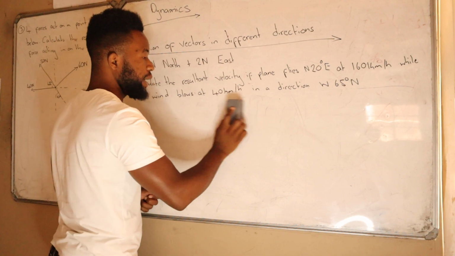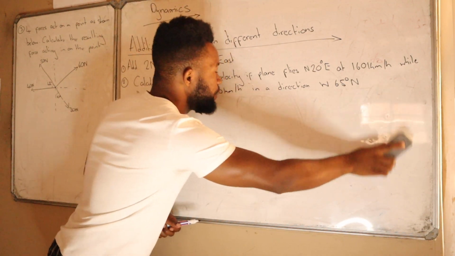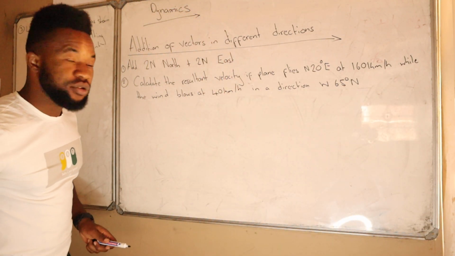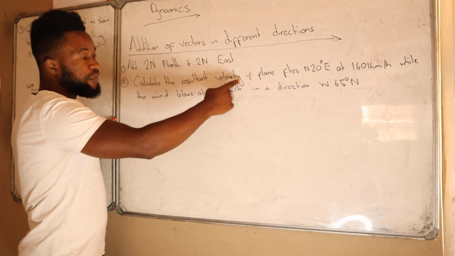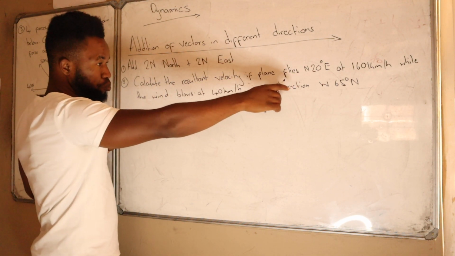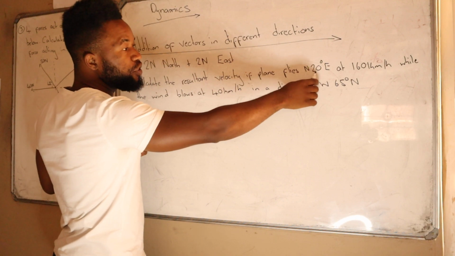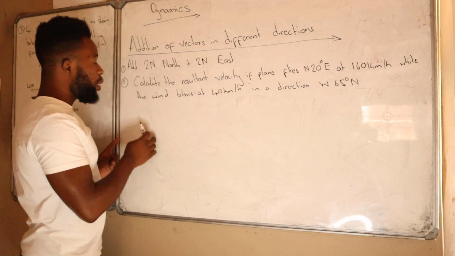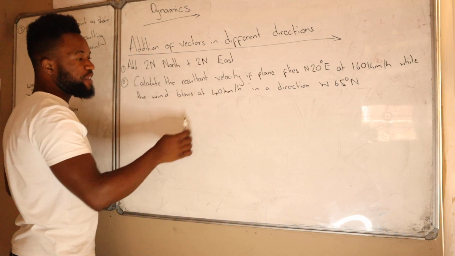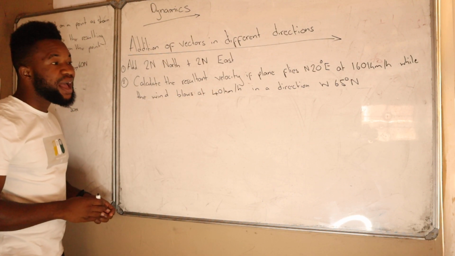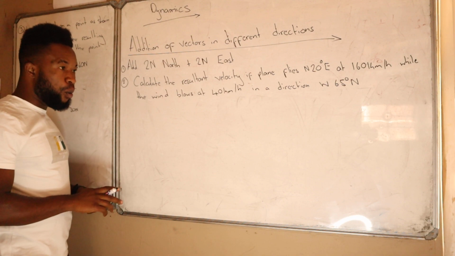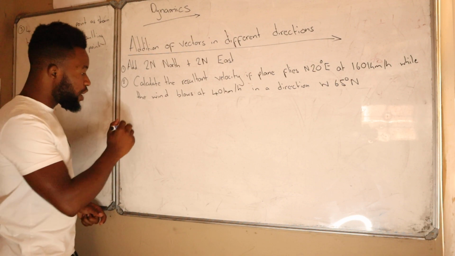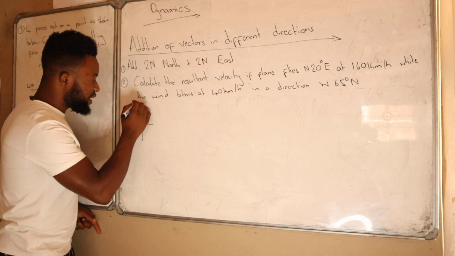We can try number 2. Okay, so on number 2 they're saying calculate the resultant velocity if the plane flies north 20 degrees of east at 160 kilometers per hour while the wind blows at 40 kilometers per hour in direction of west, 65 degrees of north. So mostly guys, you must understand about the compass.